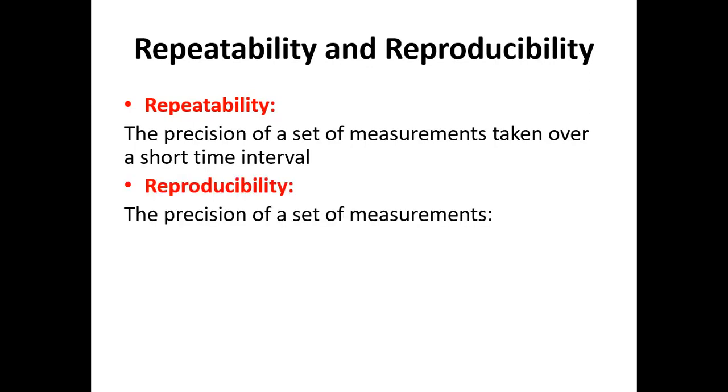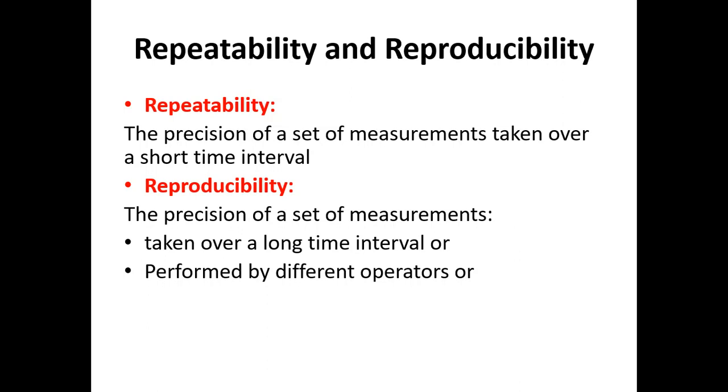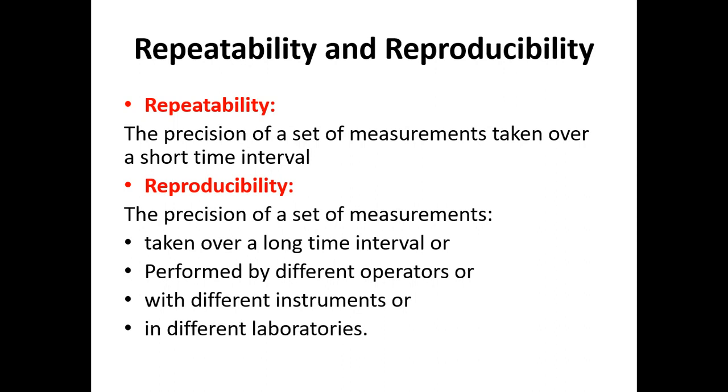And reproducibility, on the other hand, is talking about an experiment done over a really long interval of time, and also performed by different operators, with different instruments, and maybe in different laboratories. If you can get a similar reading, then we can say that this particular experiment, or this particular trial, is reproducible. So there is a difference between repeatability and reproducibility.